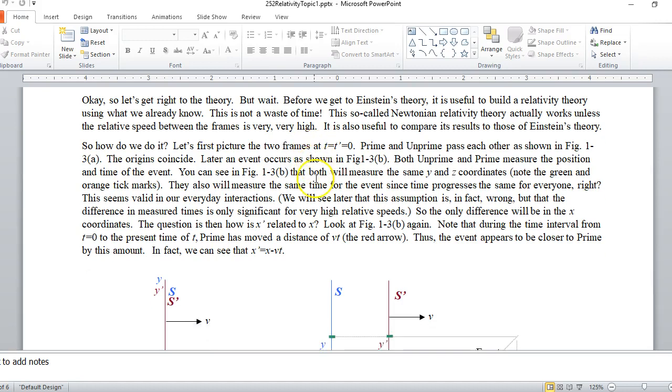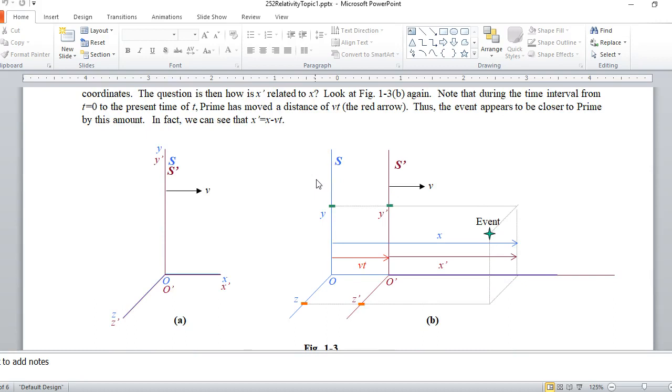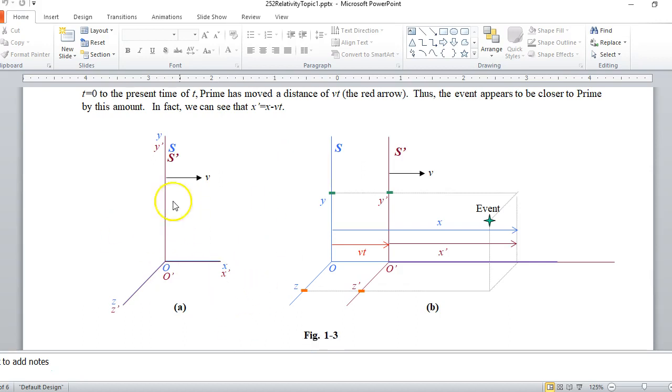So I want you guys to imagine down here that there is going to be an event, okay? But to make our equations a little bit simpler, here's what we're going to assume. As you can see in figure 1.3a, frame S prime is moving to the right. And as a practical way to think about this, you could think of somebody in frame S standing on the sidewalk. A car would be frame S prime, somebody driving down Central Avenue, okay, at a constant speed.